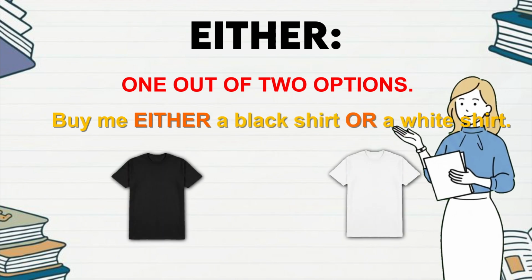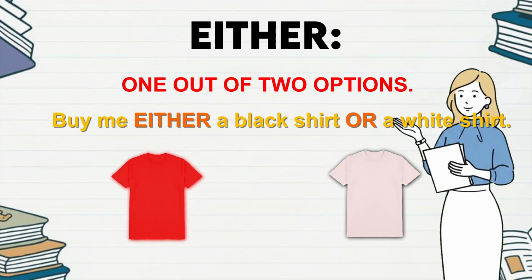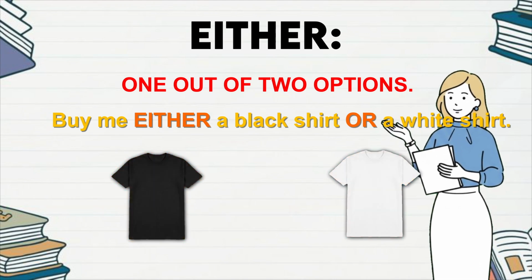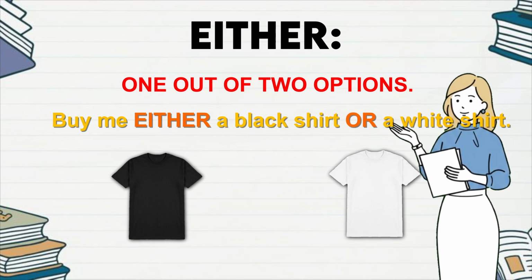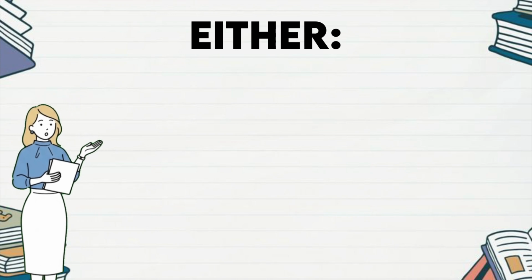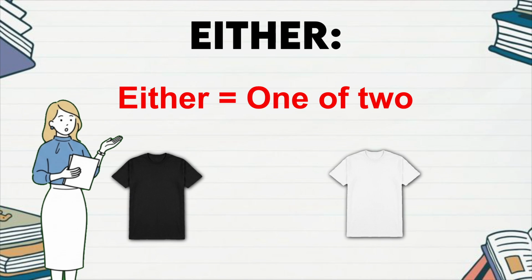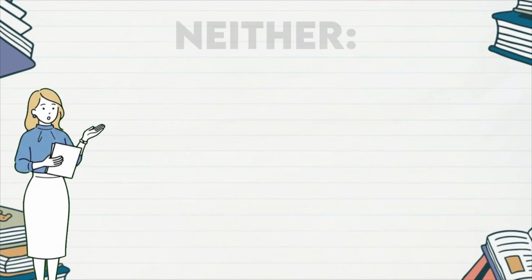Wait, what does that actually mean? It means the speaker wants only one shirt, not both. Black works. White works. So the speaker is saying, I'm fine with either one. Here's the easy formula. Either equals one of two. Simple enough? Good. Now comes neither.